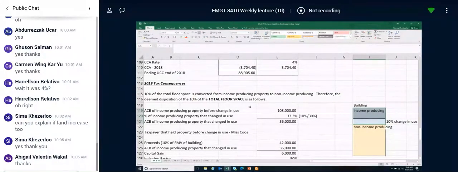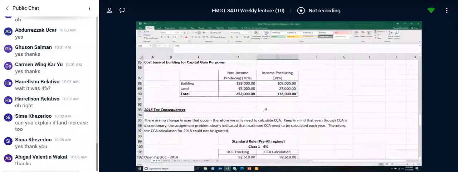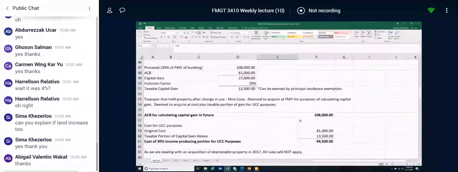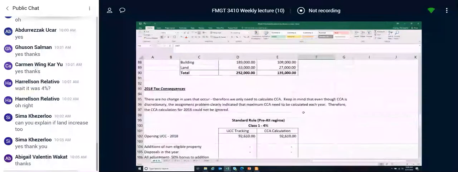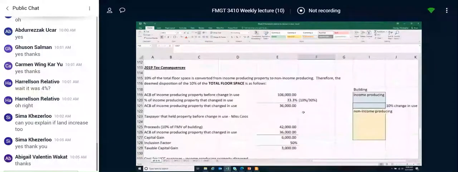So if my ACB, right, remember we calculate our tax attributes at the end. For my income producing portion, the ACB is 108. So the 108, right, 1/3 of that is 36. So the ACB for that 10% portion that's changing in use is 36.